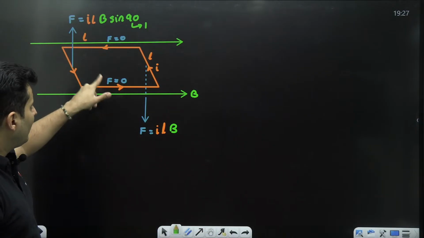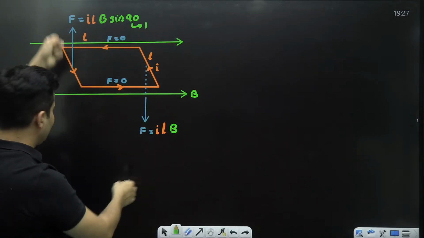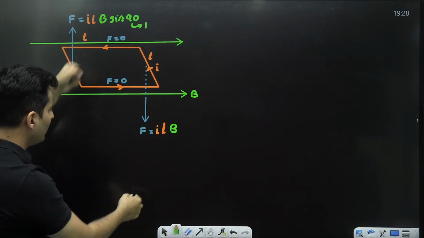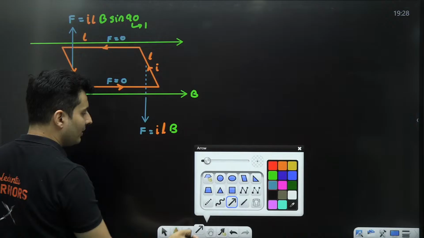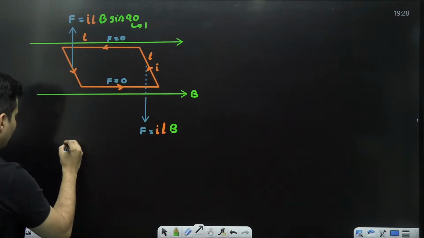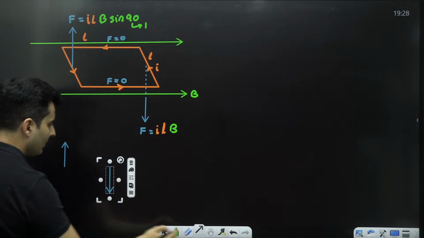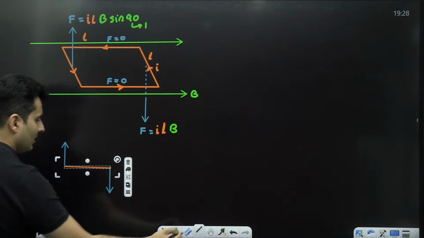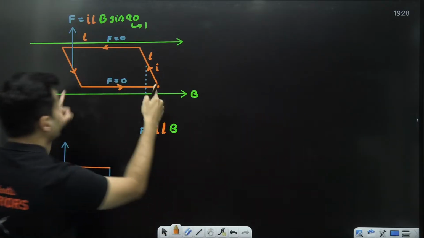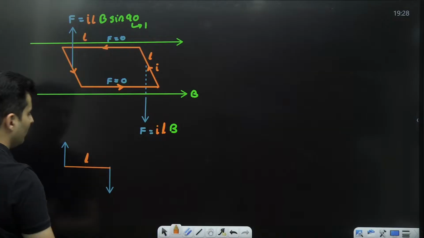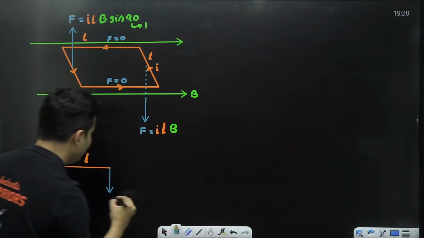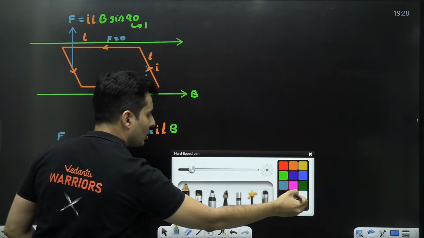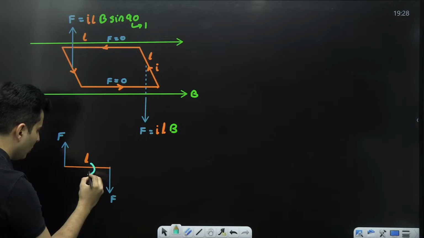Now, what happens? These two forces are equal and opposite, they cancel each other out. That is why you can see net force is anyway 0, but they will definitely produce a torque. One of the forces is here, the other force is here, and the separation between them is this, which itself is nothing but the length of that loop. So there will definitely be a torque which will be produced over here.